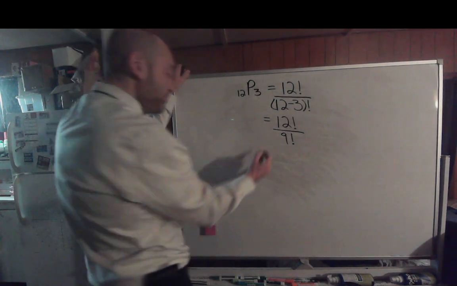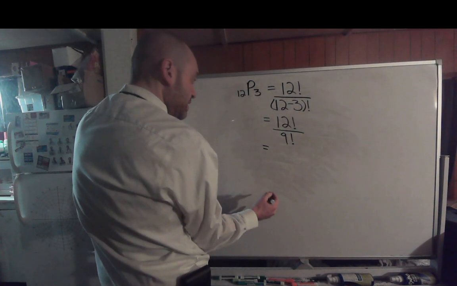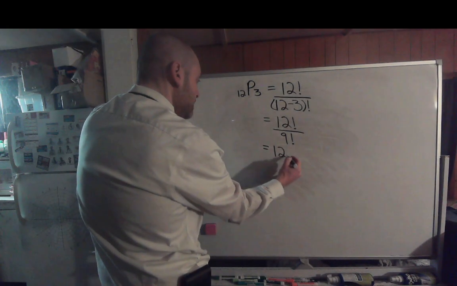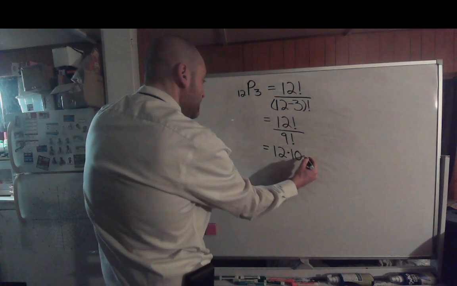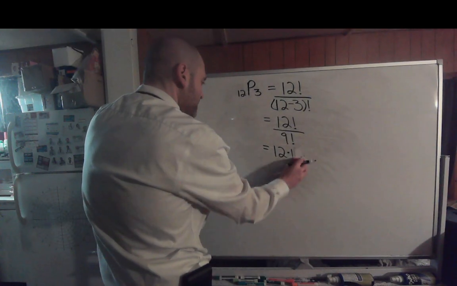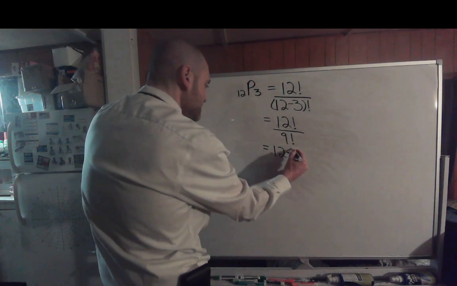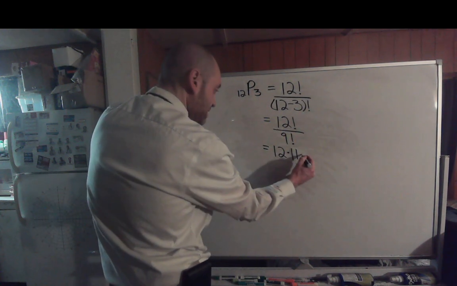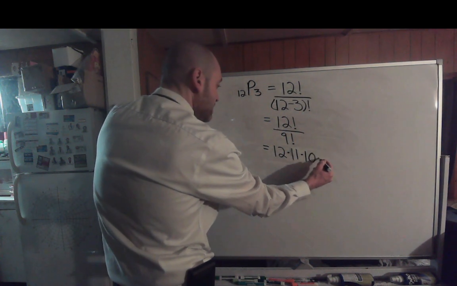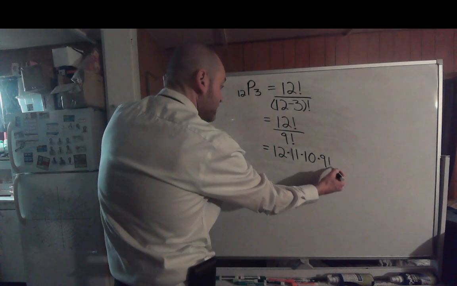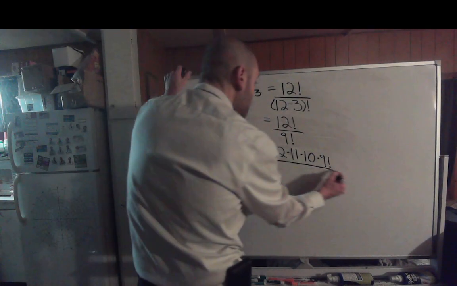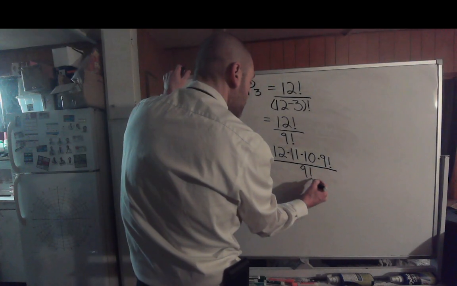Alright, well, this will turn into 12 times 10. Wait, why am I skipping 11? I have a tendency to do that sometimes. 12 times 11 times 10 times 9 factorial all over 9 factorial.